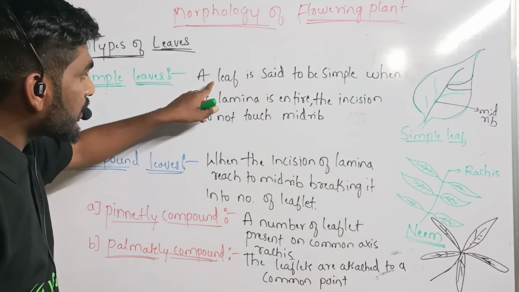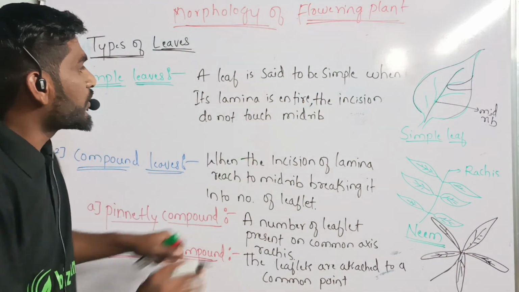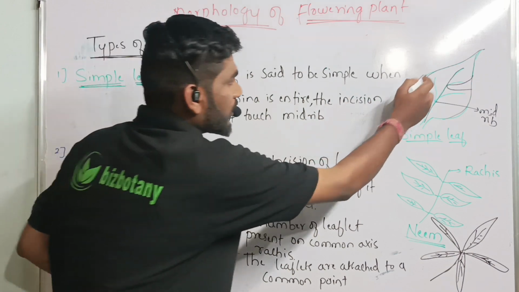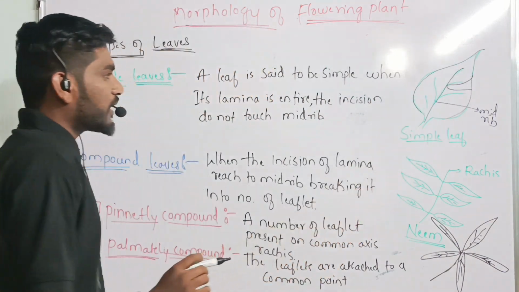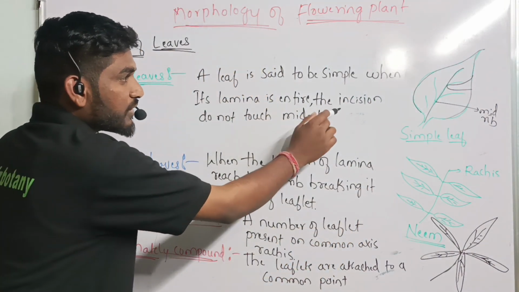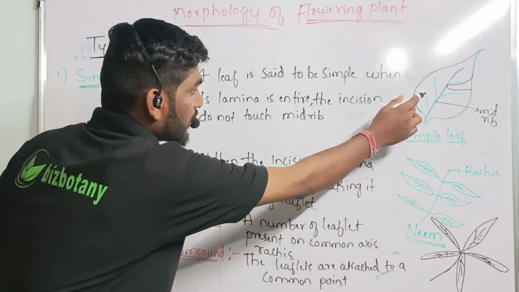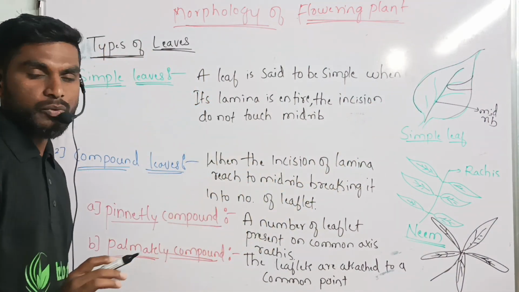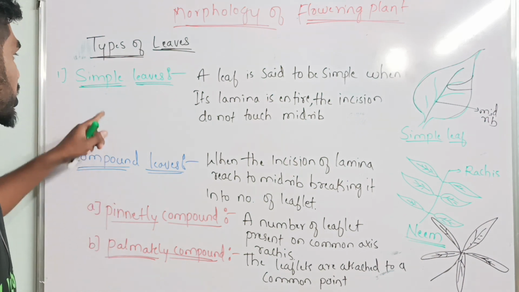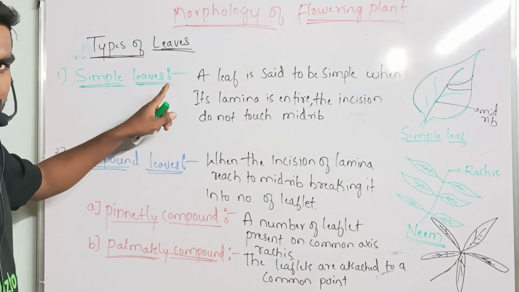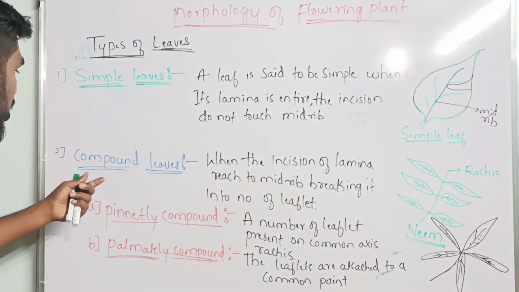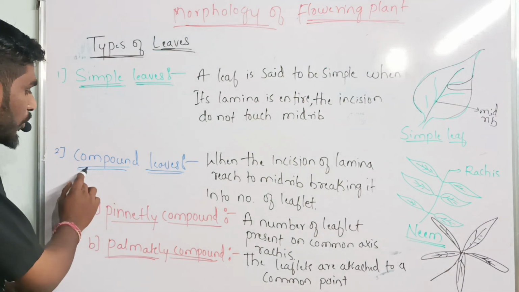What they are saying? A leaf is said to be simple when its lamina, this complete part we are calling a lamina, is entire. The incisions, nothing but cuttings, do not touch the midrib. Such types of leaves are known as simple leaves. Second type of leaves is nothing but compound leaves.